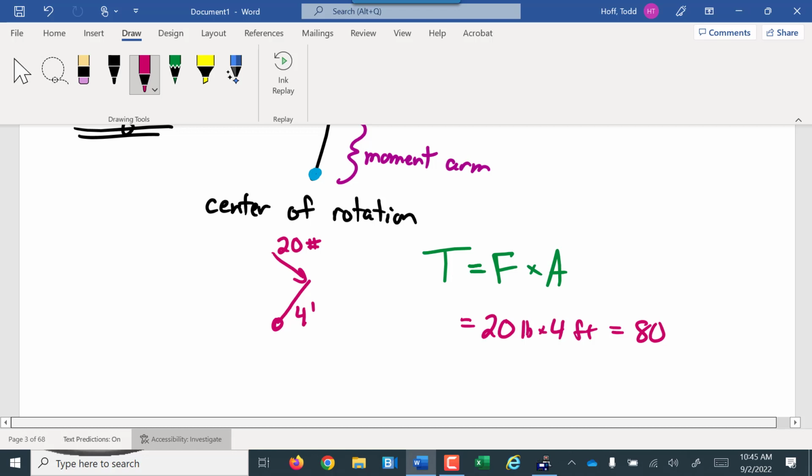Feet times pounds, or pound times feet, is either foot pounds or pound feet. I believe your textbook uses pound feet as the unit instead of foot pounds. They're exactly the same unit. You'll hear me say foot pounds just because that's the unit I'm used to using. Is that what your technicians use? Foot pounds, yeah. Or inch pounds.